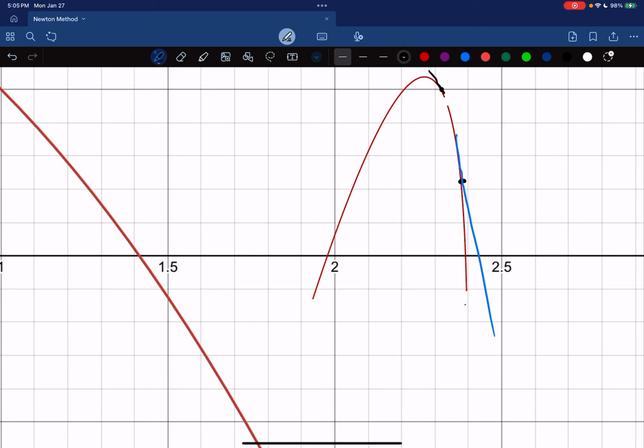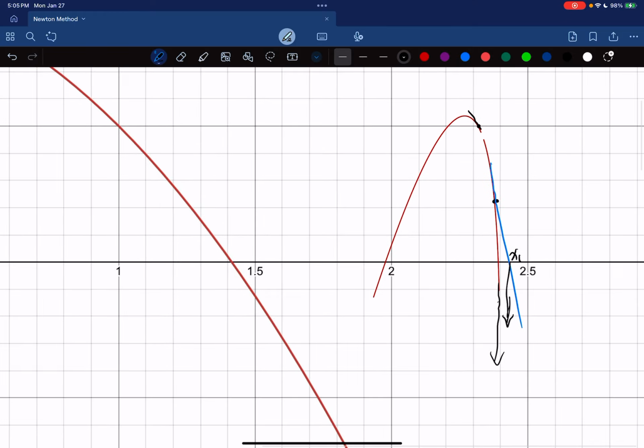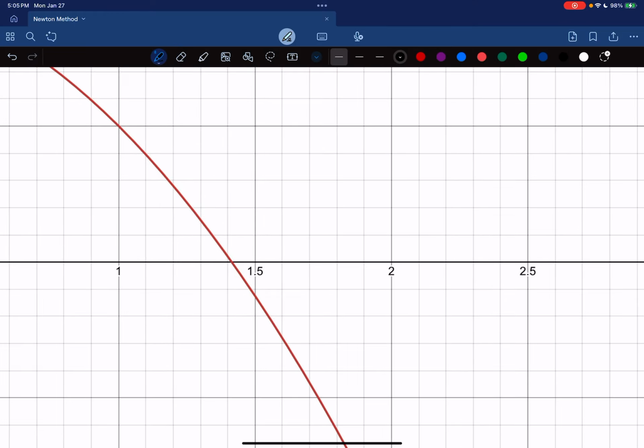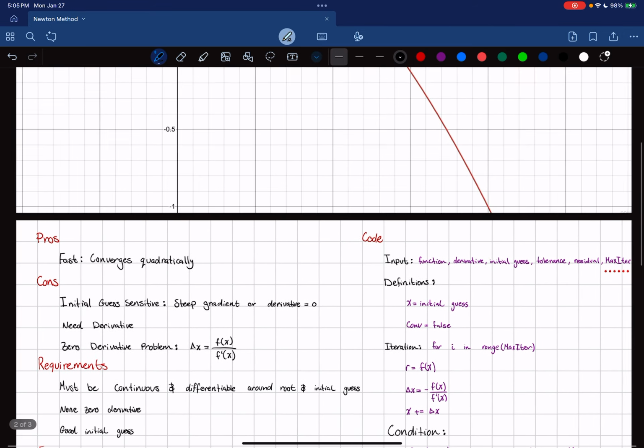You see, this is your new x, and you can't really approximate this because this will go straight down, let's say, like it's an asymptote. And so that's why steep gradients don't work.